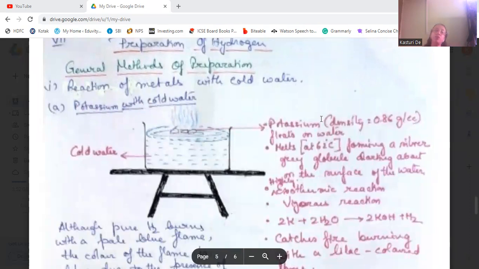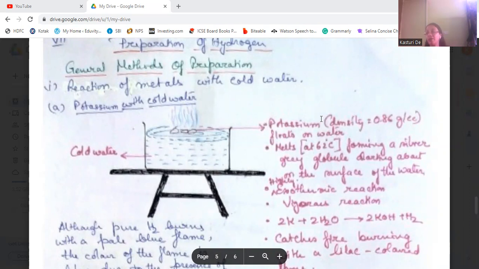First we come to the general methods of preparation, that is, the reaction of metals with cold water. First, we will see potassium with cold water. When we put potassium in cold water in a beaker, we see that as the potassium density is 0.86 grams per cubic centimeter, it floats on water. It is slightly less dense than water, which has 1 gram per cubic centimeter.